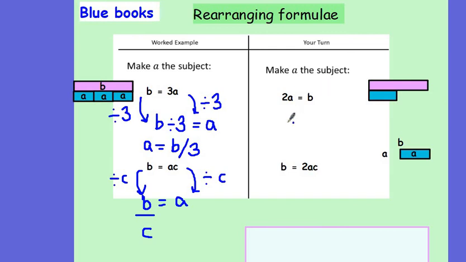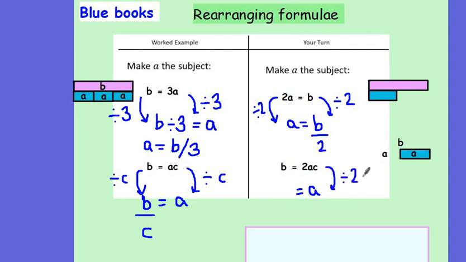Okay, let's go through it. I want to make this look like A is equal to something. So to do that, I need to divide both sides by 2. So for the first one, A is just equal to B divided by 2. The second one was a bit trickier. I wanted A on its own. To do that, I needed to divide both sides by 2C. So I get A is equal to B divided by 2C. Please make sure you've got this in your dark blue books for me.